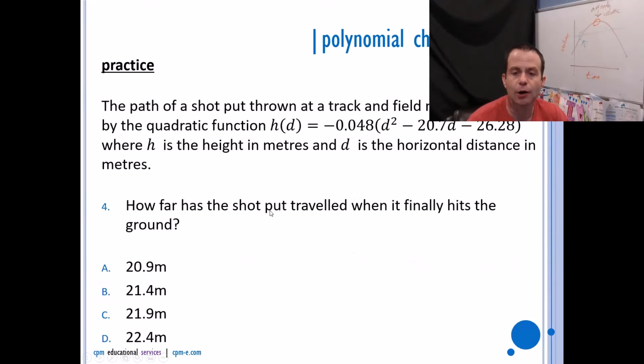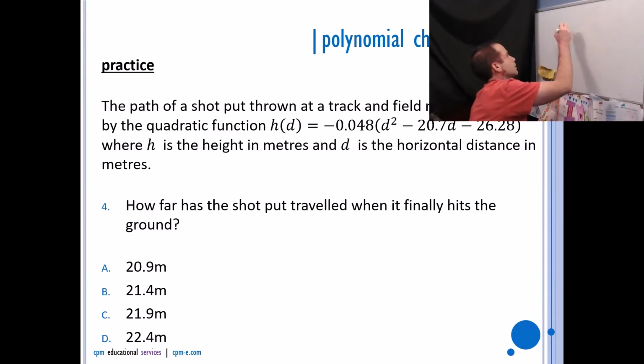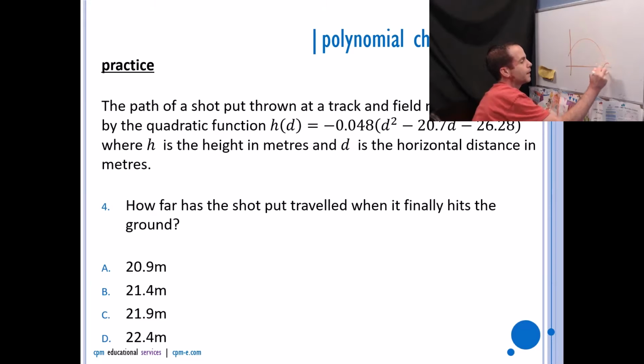Okay. How far has the shot put traveled when it finally hits the ground? Okay, now for that guy, if it finally hits the ground, again, I'm looking at a graph that looks something like this. Okay. It's kind of hard to see on the board there. Let me switch to a better color for you. Okay, I throw the shot put. When it finally hits the ground, I'm looking for that guy right there.